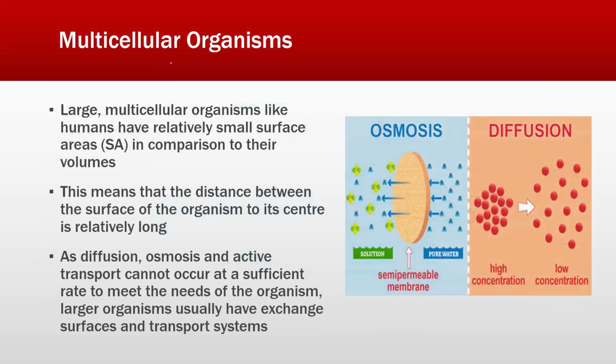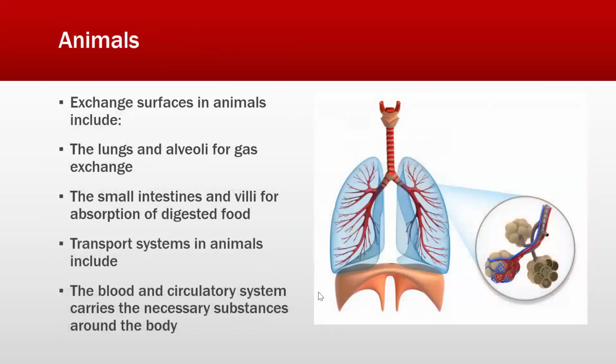But multicellular organisms, for example plants and animals, have relatively small surface areas in comparison to their volume, which means that the distance between the surface of the organism and its center is relatively long. As diffusion, osmosis, and active transport cannot occur at a sufficient rate to meet the needs of the organism, larger organisms have gas exchange surfaces and proper transport systems as well.